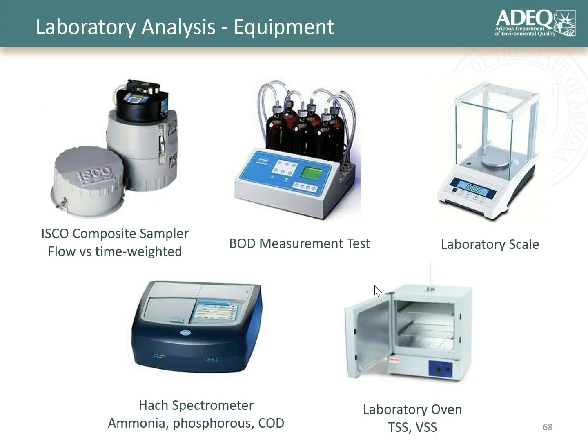Now, there are many different laboratory analysis equipment that can be used. There is the ISCO composite sampler, which is the type of sampler that can be employed in the field for doing flow or time weighted composite sampling. As an example of a BOD measurement test, we have a laboratory scale, which can be used as part of many tests, including TSS sampling, along with a laboratory oven, and then also a spectrophotometer that can be used for lab tests on ammonia, phosphorus, and COD.